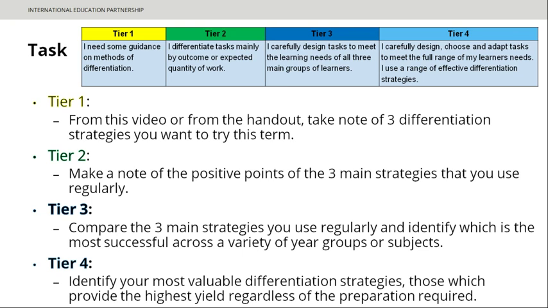If you're from Tier 3, you're going to compare your 3 main strategies and identify which one's the most successful across a variety of year groups or subjects. And if you're Tier 4 up in the top end there, you're going to identify your most valuable differentiation strategies. These are the ones that provide the highest yield, regardless of how much preparation is involved. And then pause the video now and have a little think about that and make some notes.